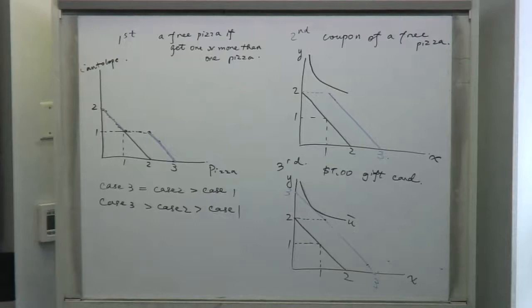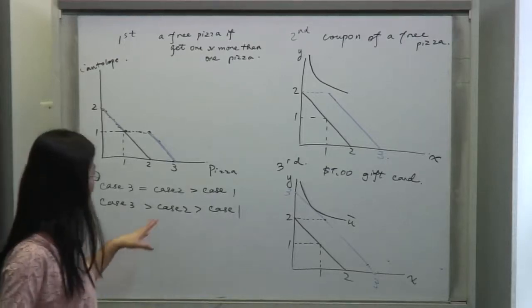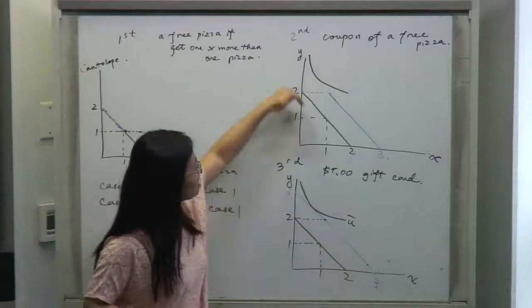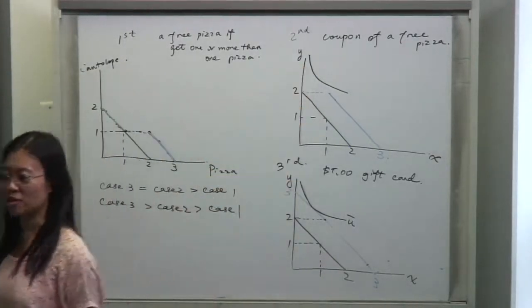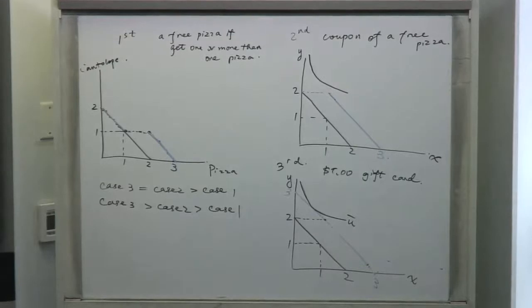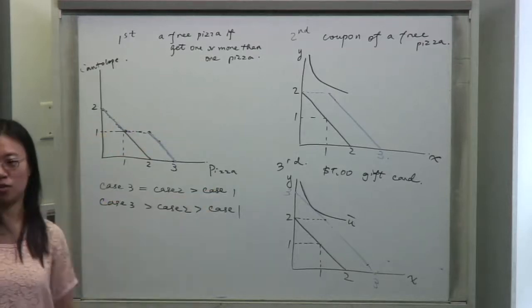Because here we talk about preference, right? People's preference. What does this shape of indifference curve tell you about this person's preference in terms of these two goods? That's you. That's me. Prefer cantaloupe, right? I cannot get her comfortable from this too, but I can do it here.